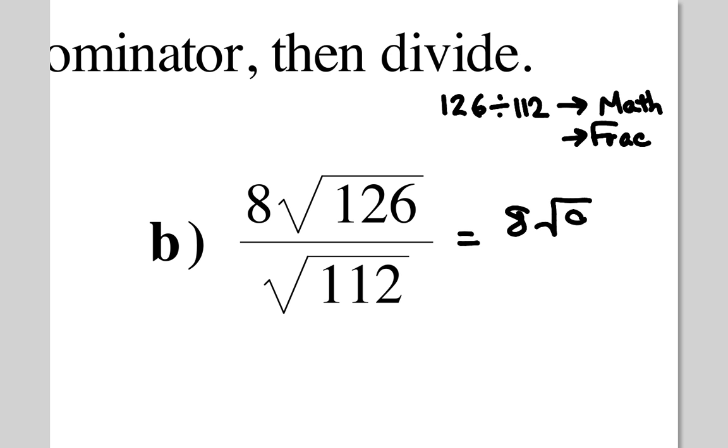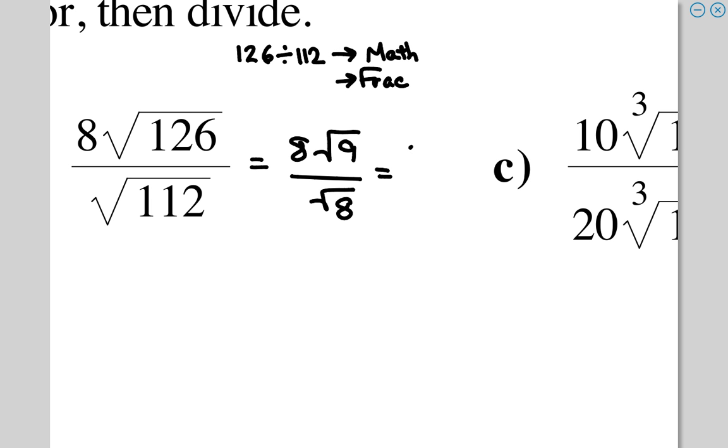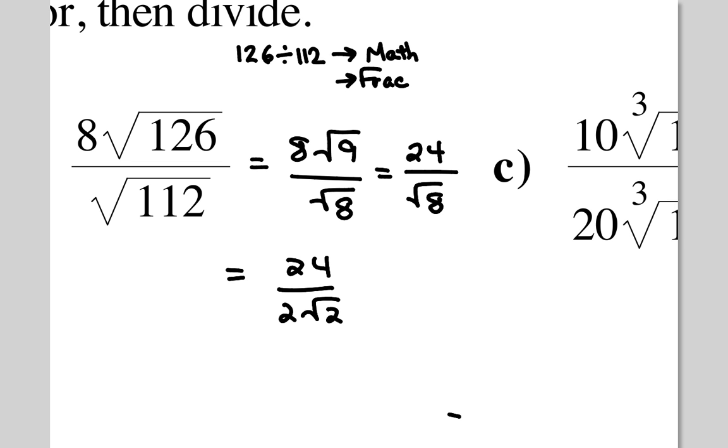So root 9 over root 8. What's root 9? 3. So 8 times 3, 24 over root 8. We already know what root 8 is. 2 root 2. 24 divided by 2 is 12 over root 2.